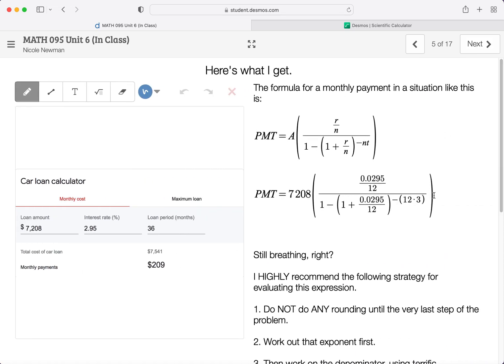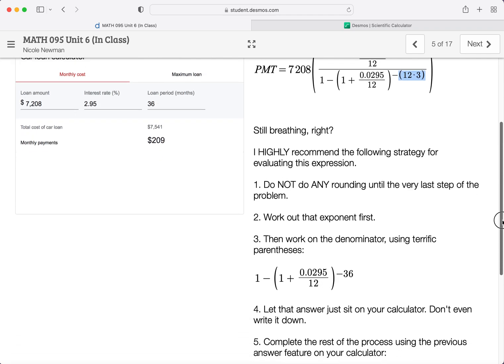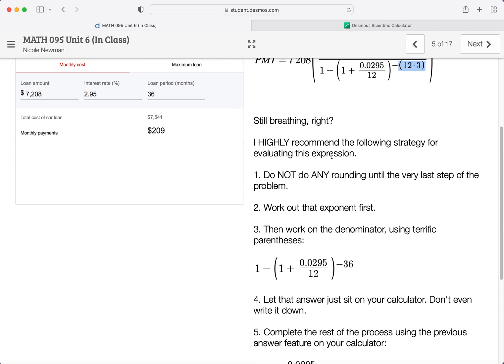There's the formula all filled in. You'll notice that the parentheses are a little bit different right here. It doesn't matter. They both mean exactly the same thing. If you are going to use a handheld calculator, this is the strategy I recommend.